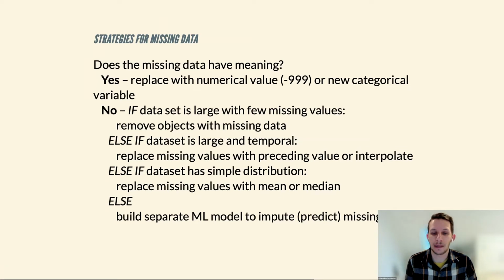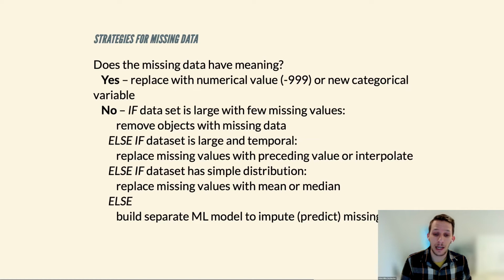So if the missing data has meaning, so is the magnitude measurement missing because the source is too faint, okay? If the answer is yes, then you should replace the missing value with some numerical value, or alternatively, you can create an entirely new categorical variable that says missing too faint, right? And then binaries, ones and zeros, right? If the missing data doesn't have meaning, okay, then there's a few different things you can do. If you have a very large data set and only a very small number of values are missing, like I said, I would just chuck the sources that have the missing data, right?